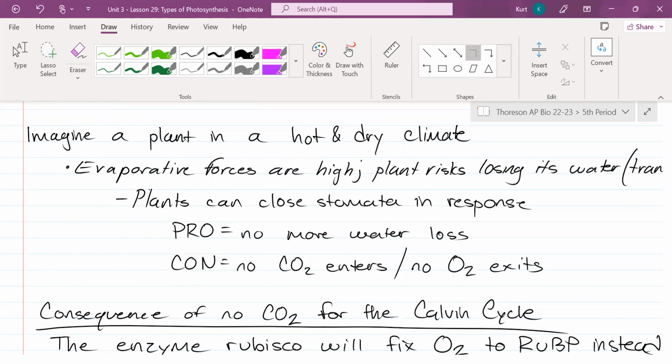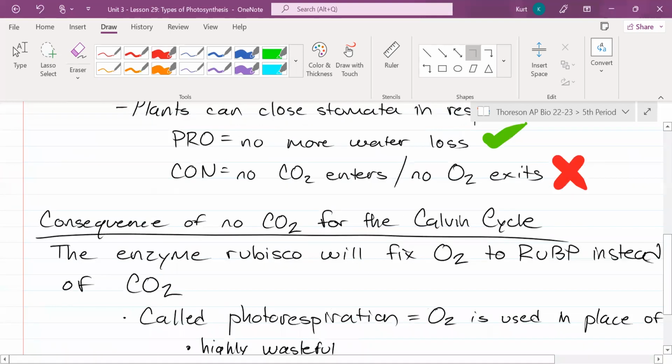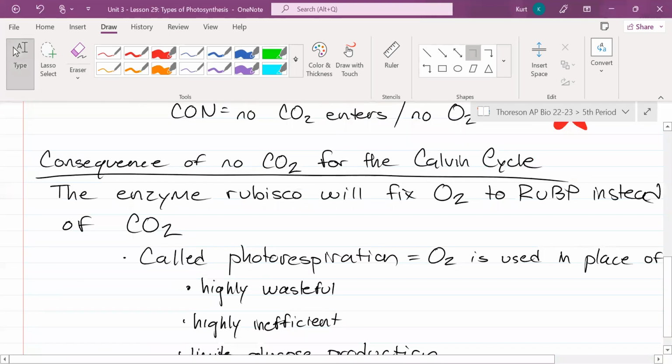To save water. Can you recall what the term is for the evaporation of water from a plant? Transpiration. About 10% of all evaporation is transpiration. Plants don't like having their water taken. So when they close their stomata, the good thing is that they will not experience any more water loss. The bad news is they're not going to be able to get oxygen out or CO2 in. And that is where the problem starts.